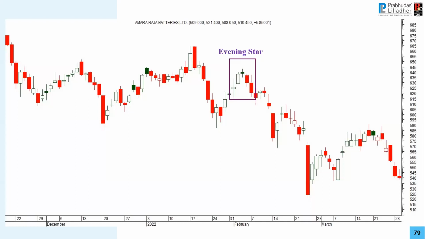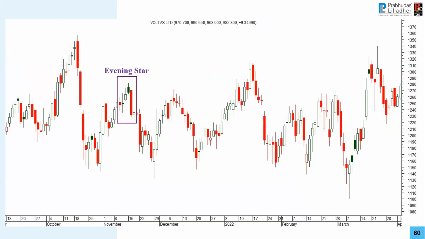So here is an example of Amara Raja Batteries, and we see that there is a bull run taking place. There is a doji with a gap up opening and then followed by a red candle which is lower than the first P1. And from there on we see it is an evening star and the stock slides down. Same way we are studying in Voltas. It is shown to you in the box and highlighted with a spinning top. So this is what we see, that the stock is getting into a bearish grip.